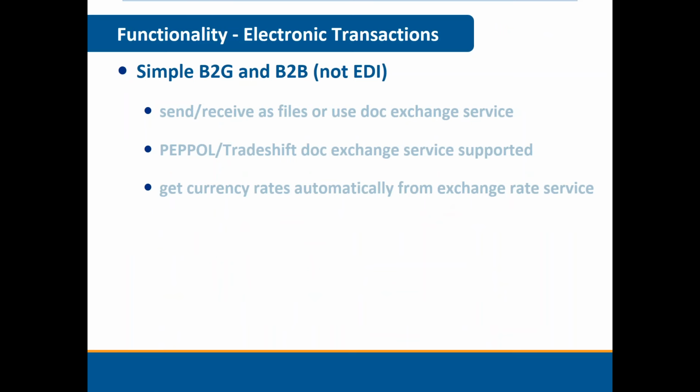This allows you to send and receive files in and out of NAV, or use a document exchange service to help you to do that. And the idea of this is that it can replace the old data ports or the newer XML ports that we've had to use for exchanging data. Now, as this is now a standard, it only supports at the moment PEPL and TradeShift, but we expect that to expand as the product matures.